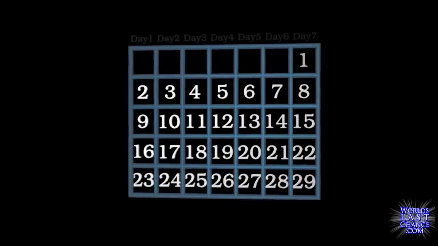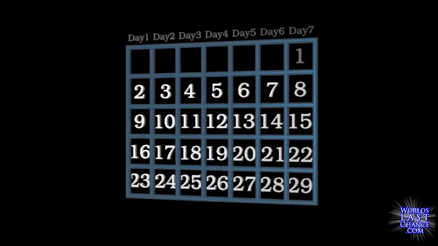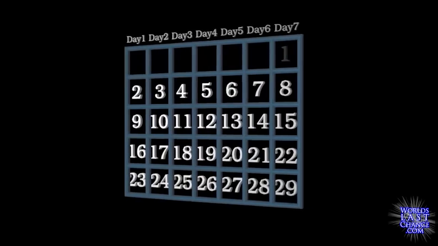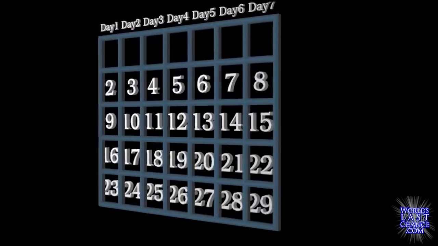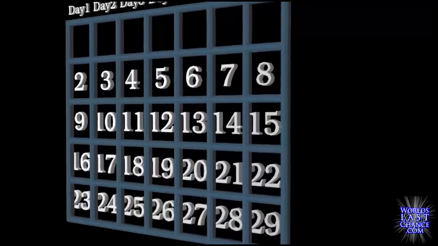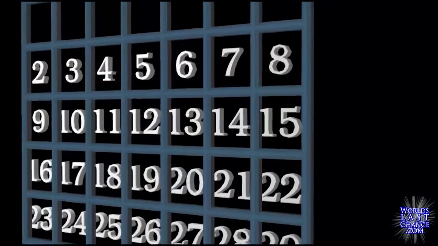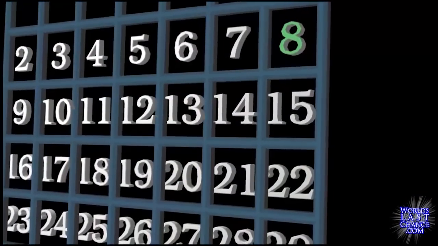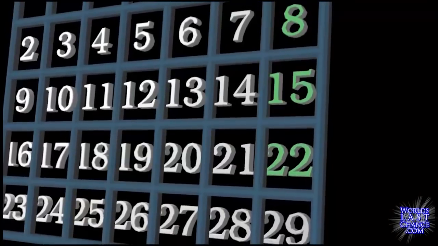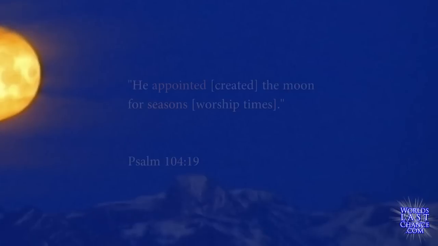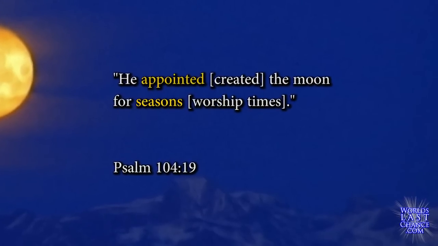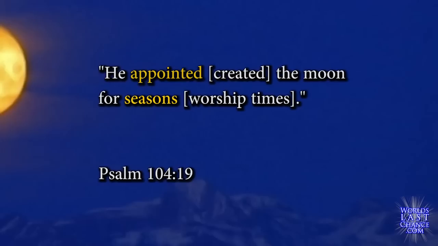The true Luni-Solar Calendar is very user-friendly. Days of the week always fall on the same dates of the month. Every time a seventh-day Sabbath in Scripture is assigned a date, it always falls on the 8th, 15th, 22nd, and 29th days of the month. Scripture states that the moon was created specifically to measure times for worship. He created the moon for seasons, that is, worship times.